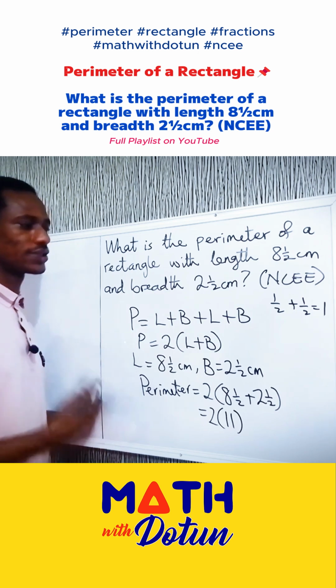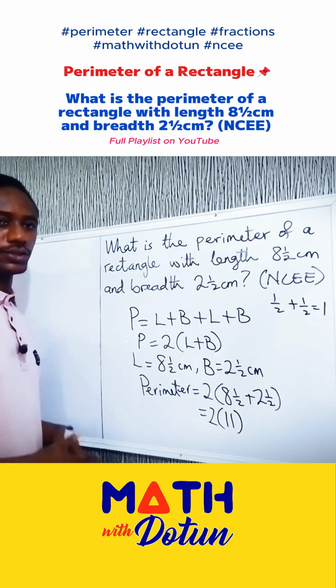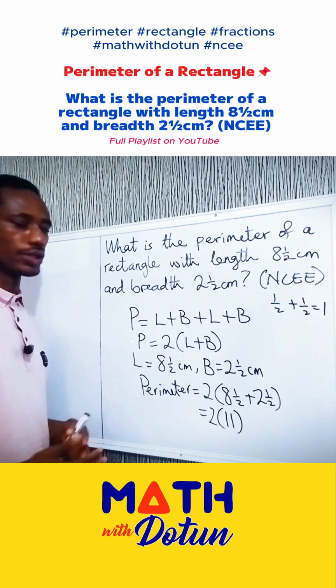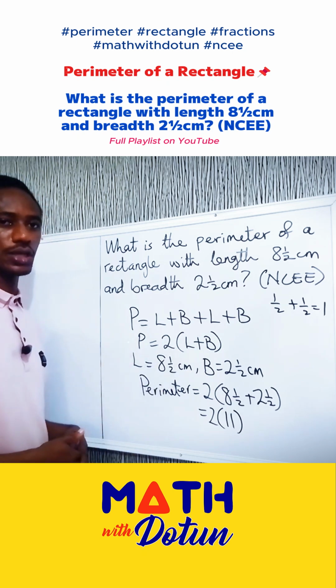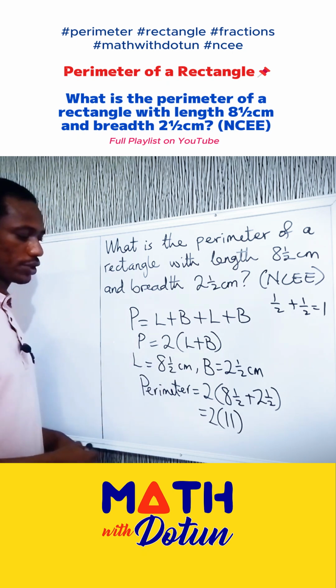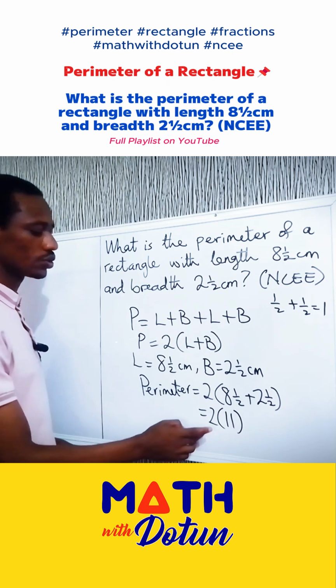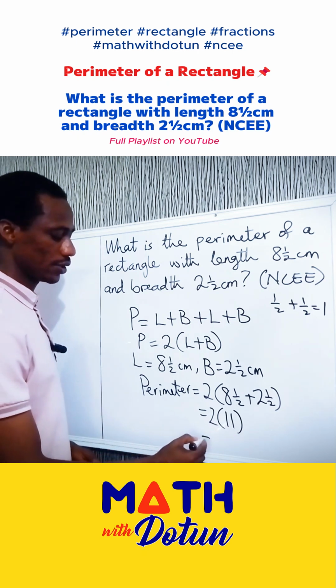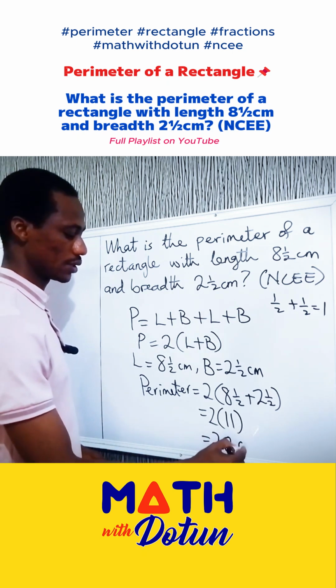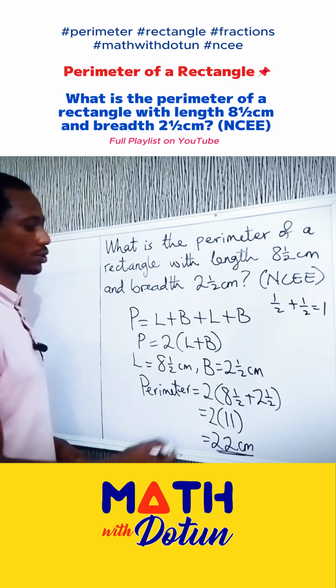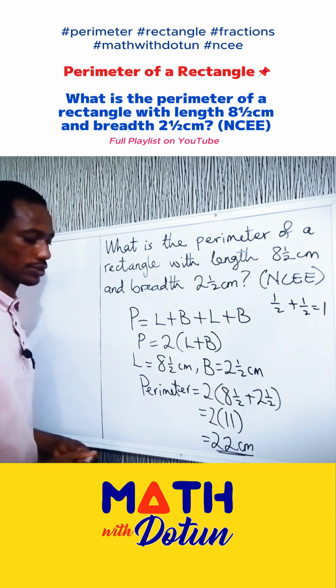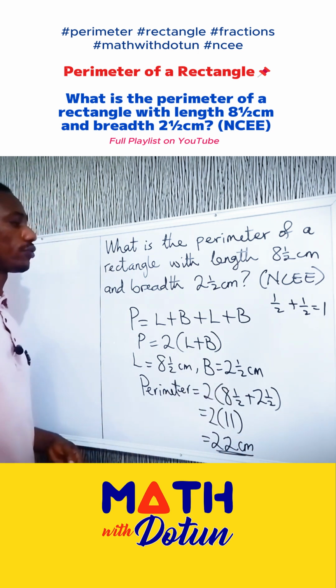And if you need to practice on how to work with halves, please do that. I also make some videos on how to work with them. Very simple. Since you're not using a calculator, these are things you should master. So 2 times 11 is 22, and that is in centimeters, the unit given to us. So the perimeter of the rectangle is 22 centimeters.